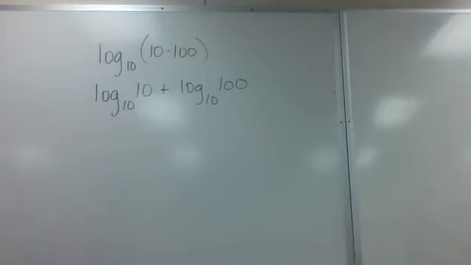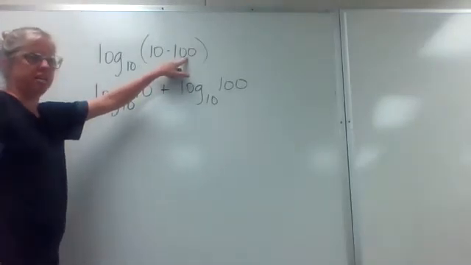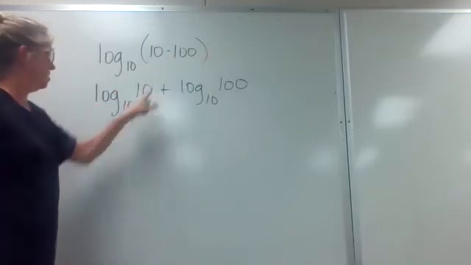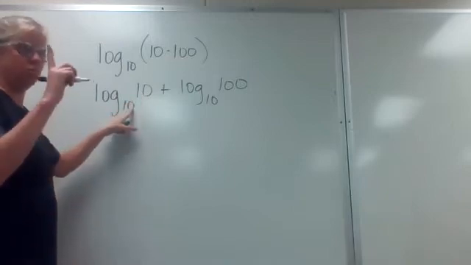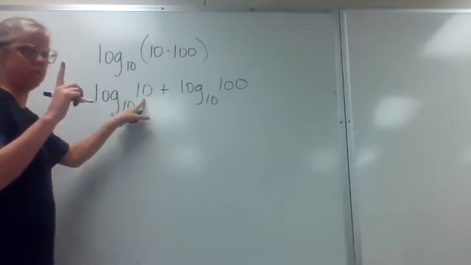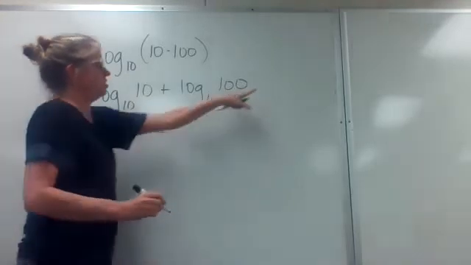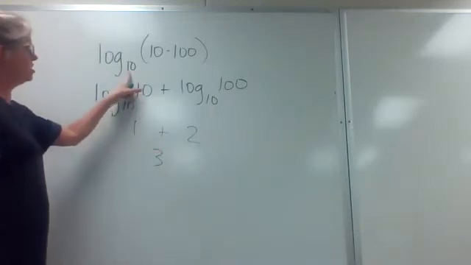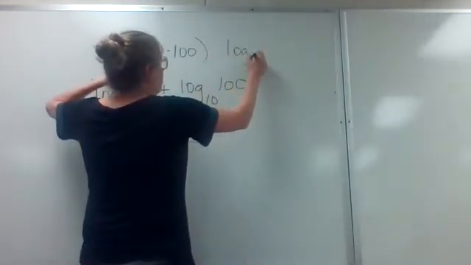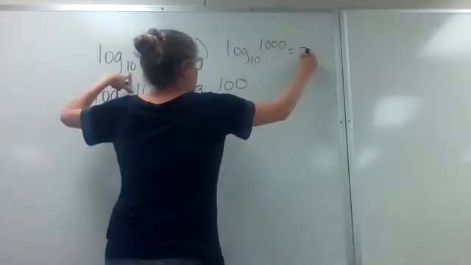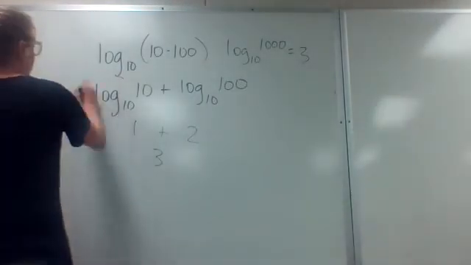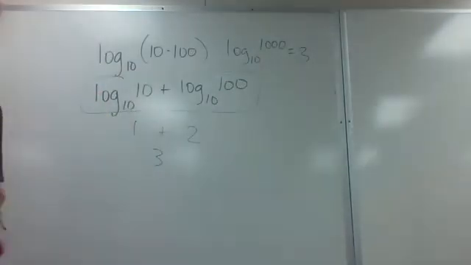Yeah, but you don't need to even solve it. It just wants you to rewrite it. But yeah, because this 10 times 100 is 1,000, right? So 10 to the 3rd power is 1,000. This is what? 1, right? 10 to the 1st power is 10. So that's 1. 10 to what power is 100? 2. And 1 plus 2 is 3, which is the same thing as log base 10 of 1,000. Okay, but all it wants you to do in this one is rewrite it as the sum.